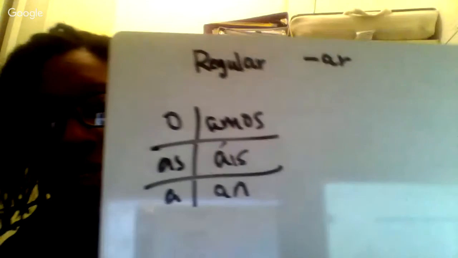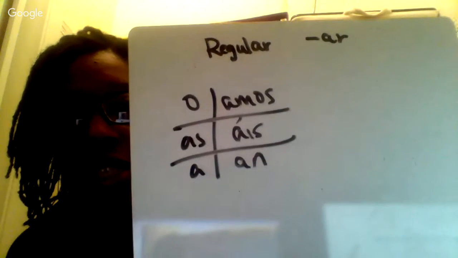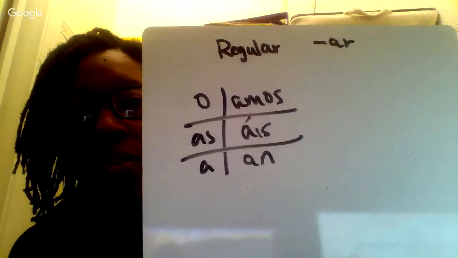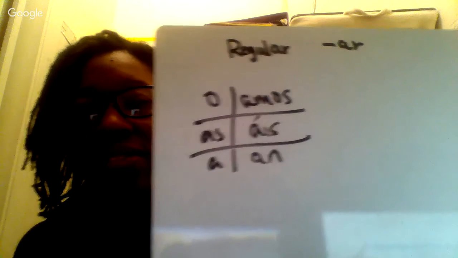Let's see if you can figure them out before I show them. What are the endings for regular AR verbs? All right, I'm going to go ahead and show it to you. Hopefully it's not backwards. If it is, you're going to have to flip it yourself. O, as, a, amos, áis, and an. So if necesitar is a regular AR verb, then we should see it written like this.